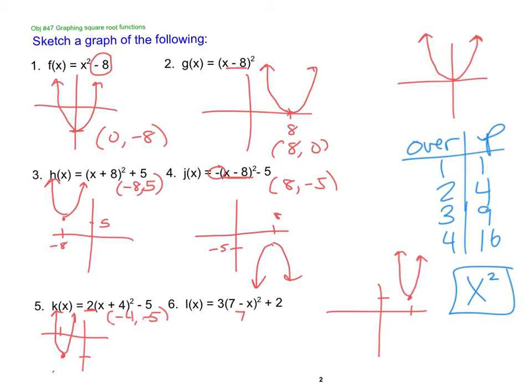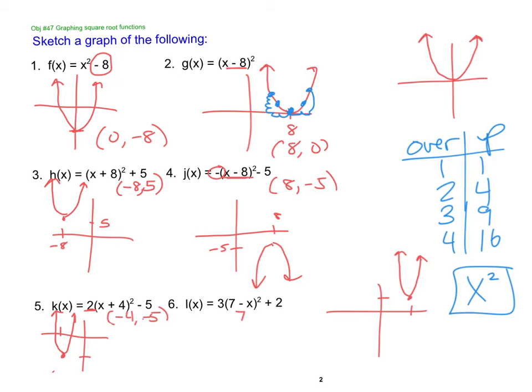So when I plot, say, number 2, I start here, and then I just count over 1, up 1, over 1, up 1. Back to my vertex, over 2, up 4, over 2, up 4, 1, 2, 3, 4, right? Over 3, up 9. And you're always counting from your vertex.